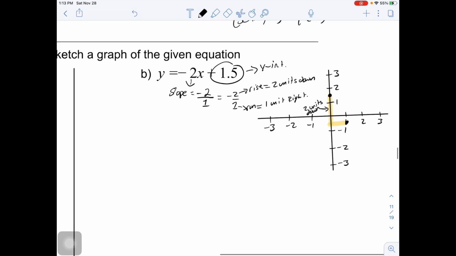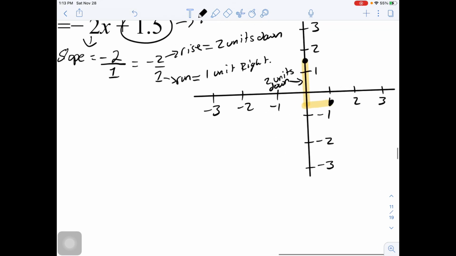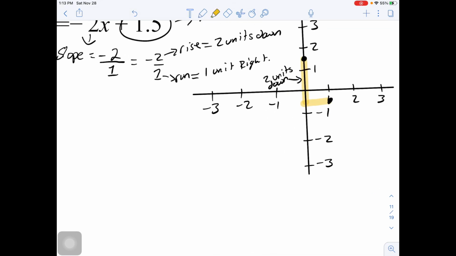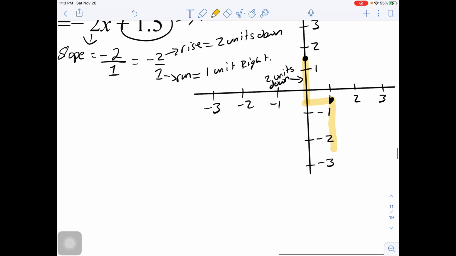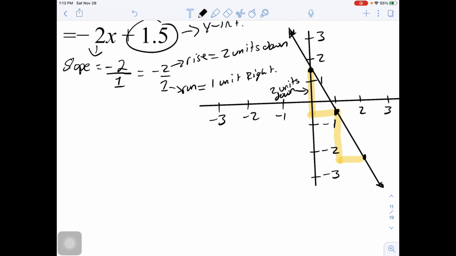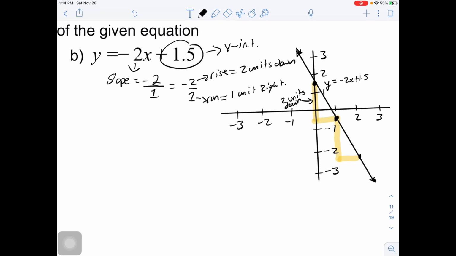Okay, and remember, you technically only need 2 points, but you could do it one more time if you really wanted to. So 2 units down, 1, 2, so negative 2.5, and then 1 unit to the right, so to positive 2. And now you could connect all these points, and you're going to notice that it creates a perfectly straight line, because this is a linear relation. So there is the graph of the equation, negative 2x plus 1.5.